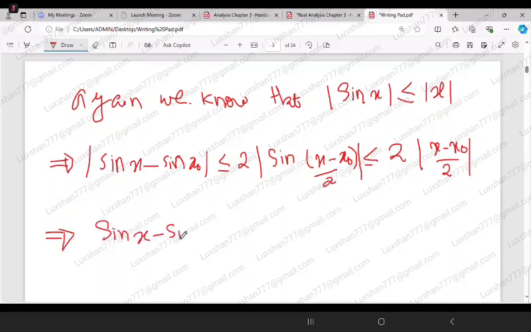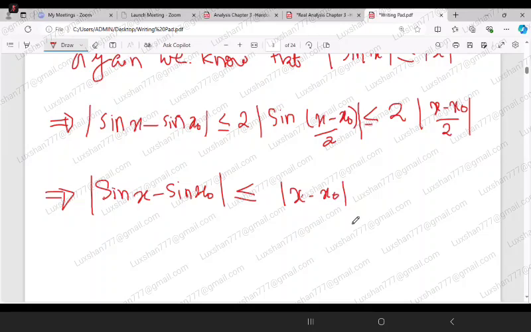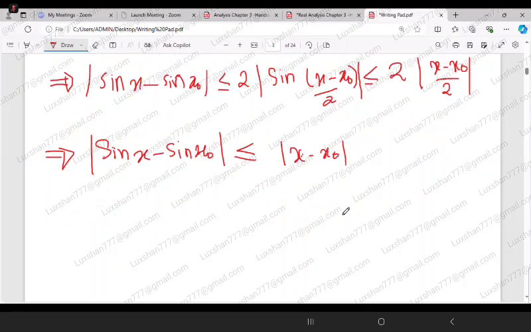So this implies mod of sin x minus sin x naught. Okay, now you can get these two to cancel. It's less than or equal to mod of x minus x naught. Now think of the definition of continuity, the epsilon delta definition. So epsilon delta definition says what?